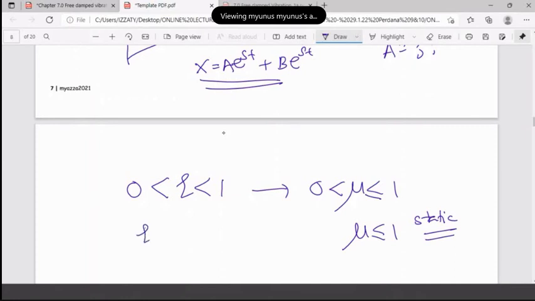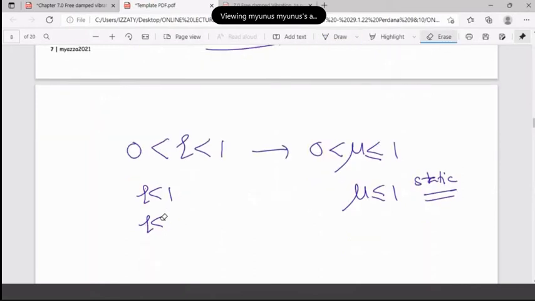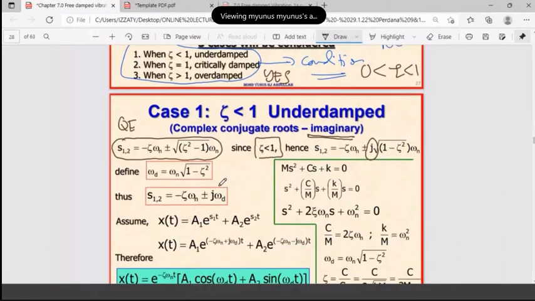So you have zeta less than 1, zeta greater than 1, and zeta equal to 1. But from an engineering perspective, this one cannot happen. This one also cannot happen. Why? I will explain later. So now let's assume that zeta is less than 1. As zeta is less than 1, you have the equation and you will define this one, because it is oscillatory. The equation becomes as what we have here.